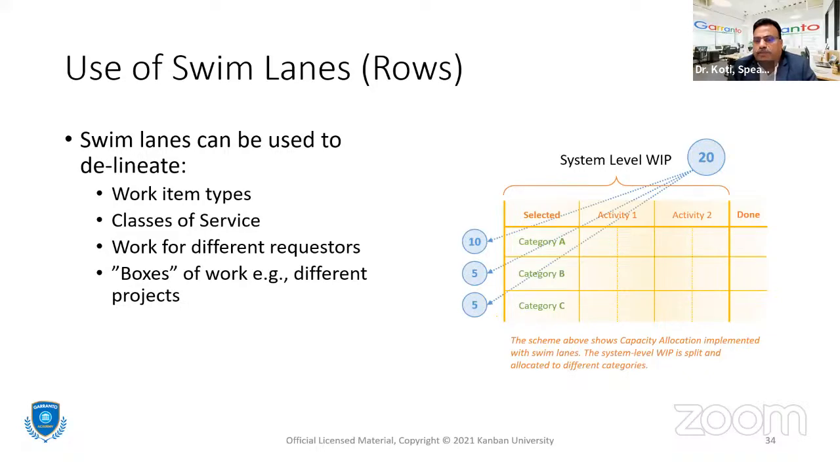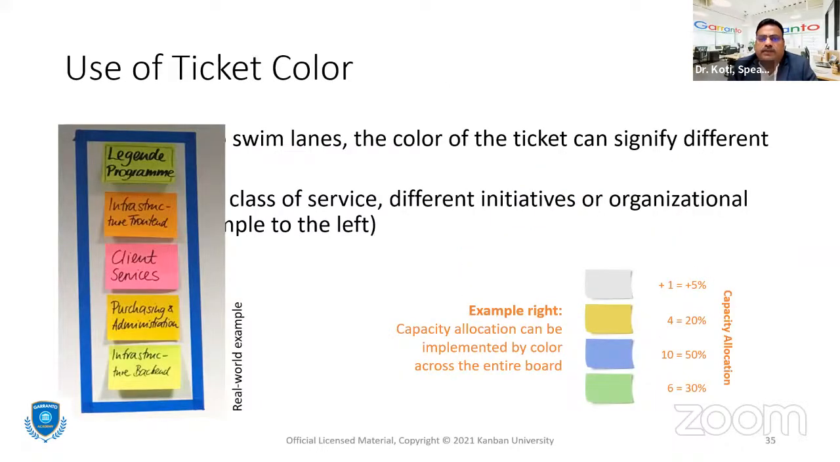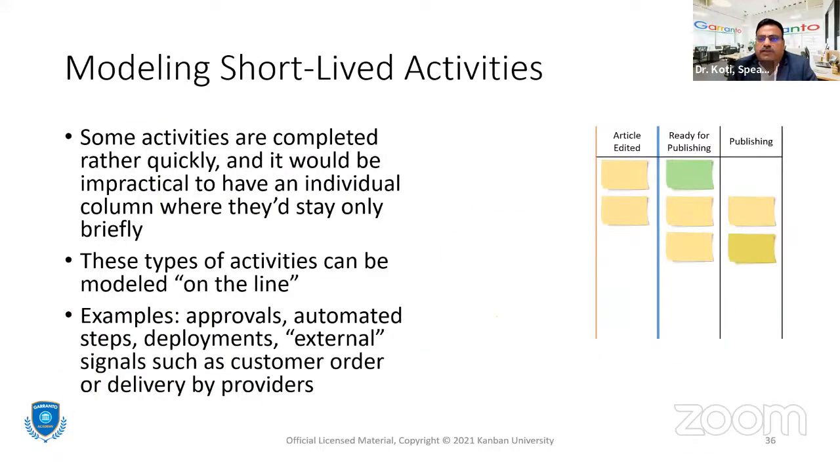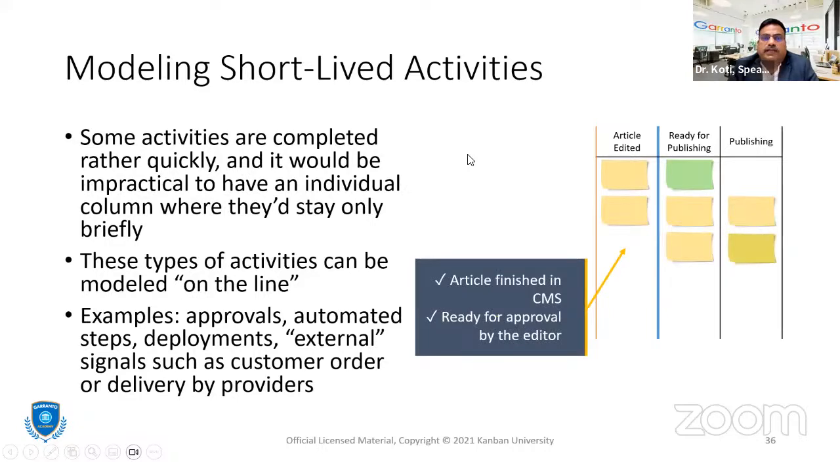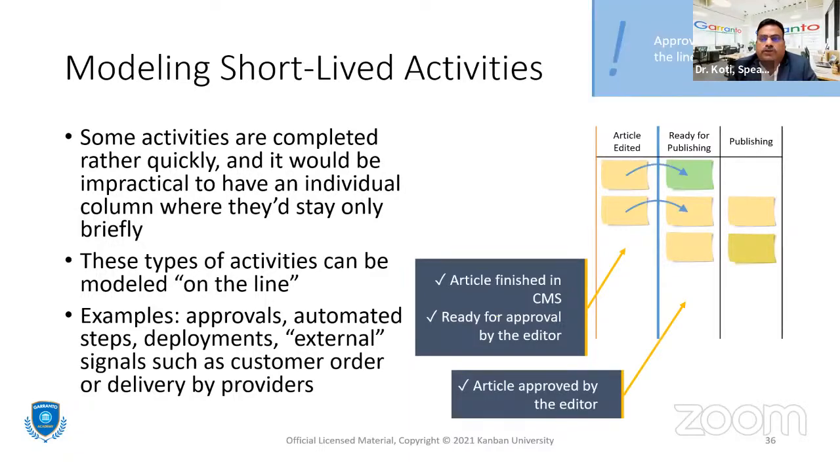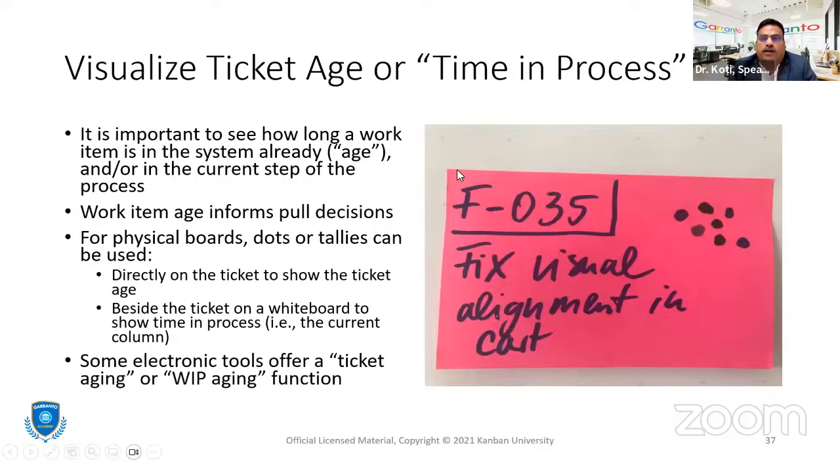So WIP limits you can apply. I mentioned that already. Different types of tickets I mentioned as well. You can model the different types of activities in the workflow here, which can be short-term, parallel, or sequential activities. And also you can track time in process, meaning how much time each ticket is in each column. You can put dots denoting the hours or days as per your convenience.